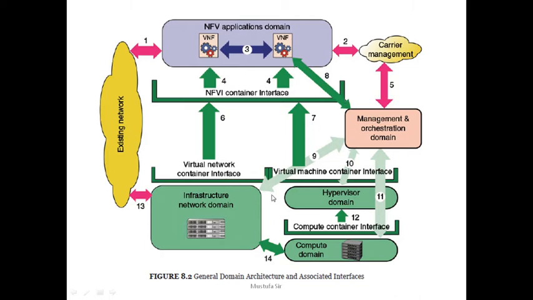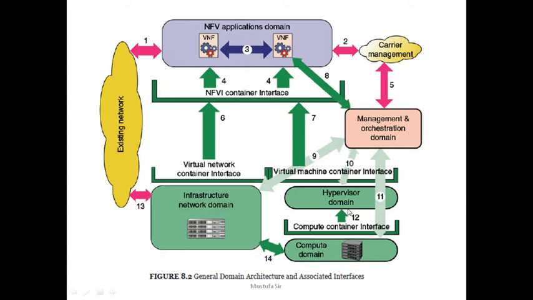So MANO will be communicating with this infrastructure network domain, the management and orchestration interface with this particular interface. So if this particular VNF asks for the resources, this domain will contact this network domain to provide infrastructure to virtual network functions. That is the 9th, and this is the 10th.